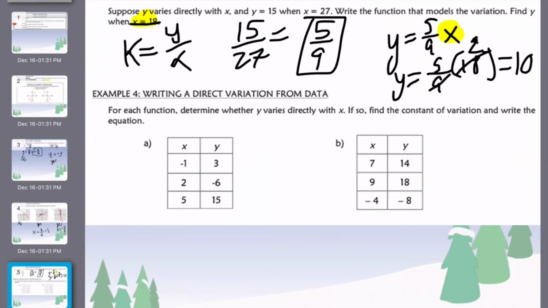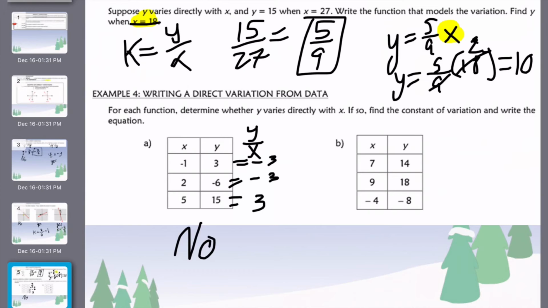So for part A, I just have to do y over x a bunch of times. So 3 divided by -1 is going to give me -3. -6 divided by 2 is going to give me -3. But 15 divided by 3 is just going to give me +3. So this is not a direct variation function, because my constant of variation doesn't remain the same throughout the entire table. Now I need to try this with B.